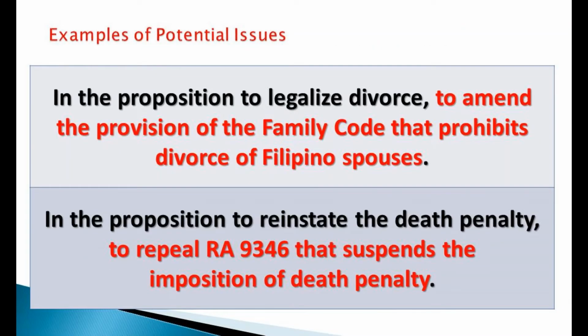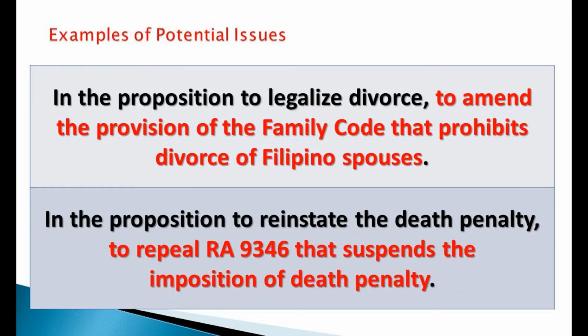Let's take examples of the potential issues. In the proposition to legalize divorce, the issue that is embedded in the proposition is to amend the provision of the family code that prohibits divorce of Filipino spouses. This issue may not be stated explicitly, so it should be known by both sides.